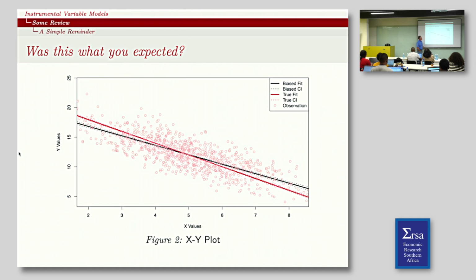So here's the true fit. Here is the biased fit in terms of slope. Okay, so the slope estimate is wrong if I do not include X2, right? We call this omitted variables bias, and this is a form of endogeneity, right? So this is when we talk about these sorts of things.